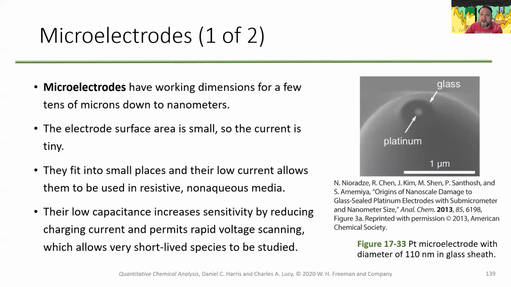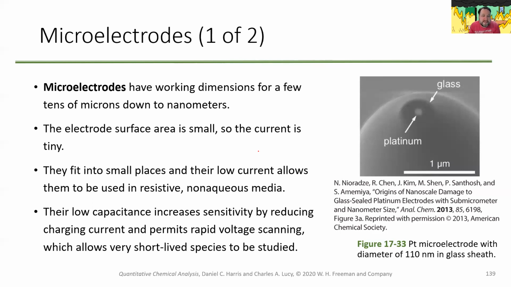All of our currents are going to be related to the area, so we saw all of those things had some sort of term that involved area in it, right? Concentration, area, diffusion rate. Well, area here is teeny tiny, which means that the current is going to be small. The plus is that you can stick them into small places, right? And you've got a relatively low current.